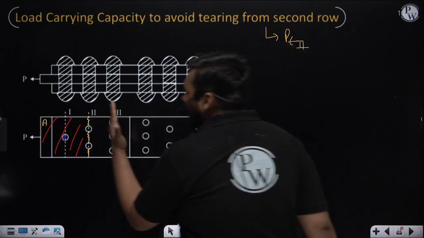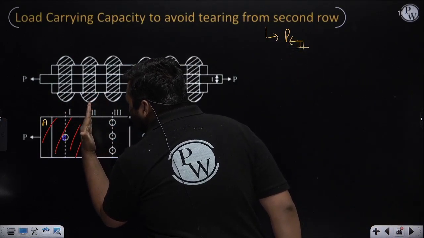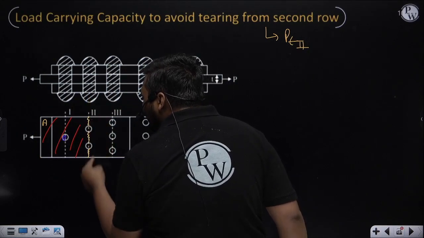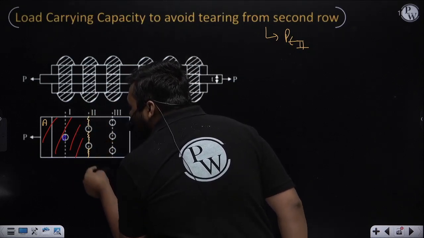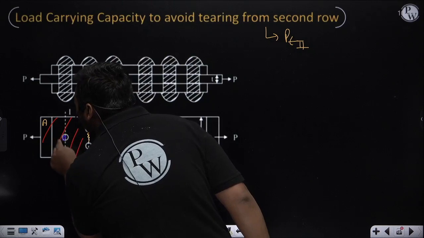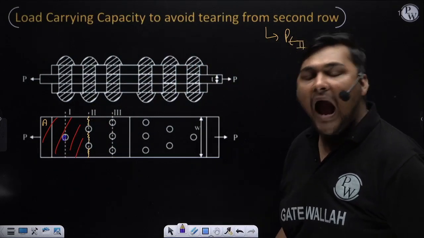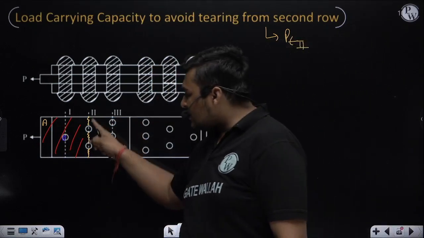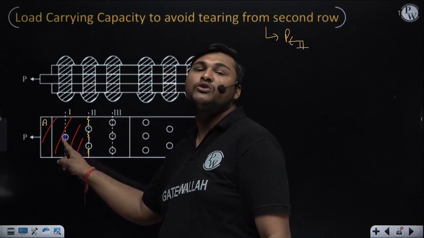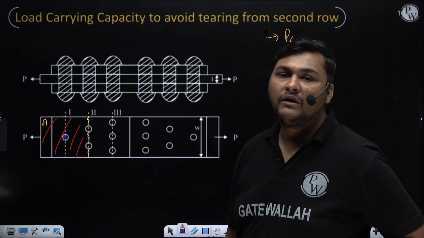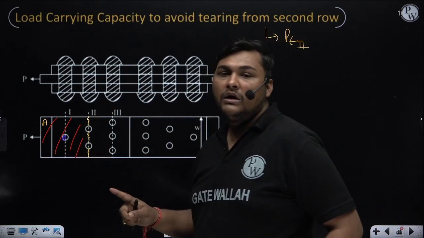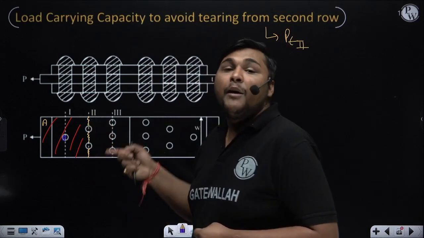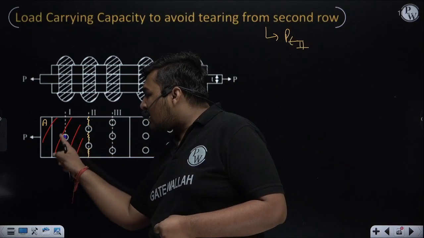Right now, the number of rivets on this side of plate A is 1, and tear failure from this plane will occur when tearing from this plane occurs along with either shearing or crushing of this rivet. After that, this part of plate A will separate from the entire system. But if only tearing occurs from this plane, and shearing or crushing of this rivet does not occur, this part of plate A will not separate. So to avoid tearing from the second row, we need to calculate the load carrying capacity from tearing from this plane plus the minimum of shearing or crushing of this rivet.